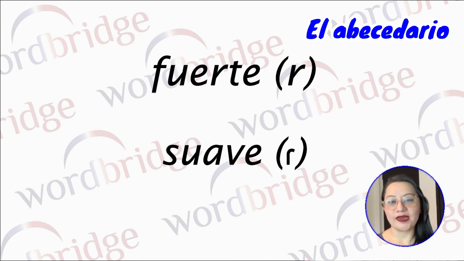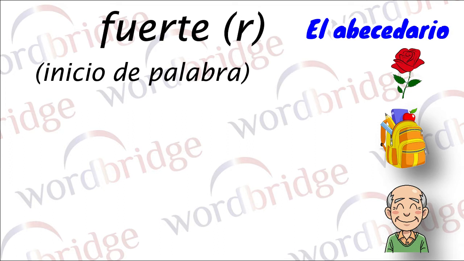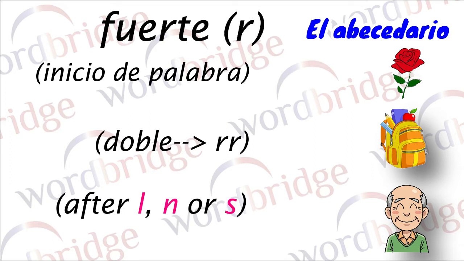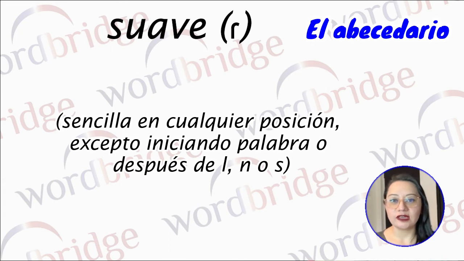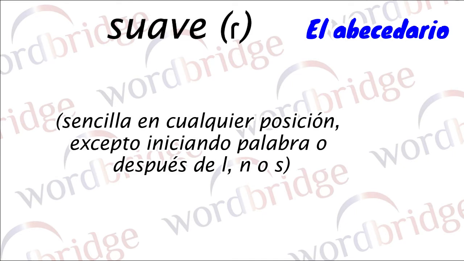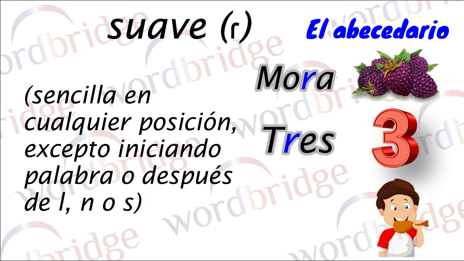The R letter may sound strong or soft. It's strong if it's at the beginning of a word or if it's double, or after an L, N, or S. Rosa, morral, sonrisa. And it's soft if it's a single and located anywhere except at the beginning of a word, or after an L, N, or S. Mora, tres, comer.